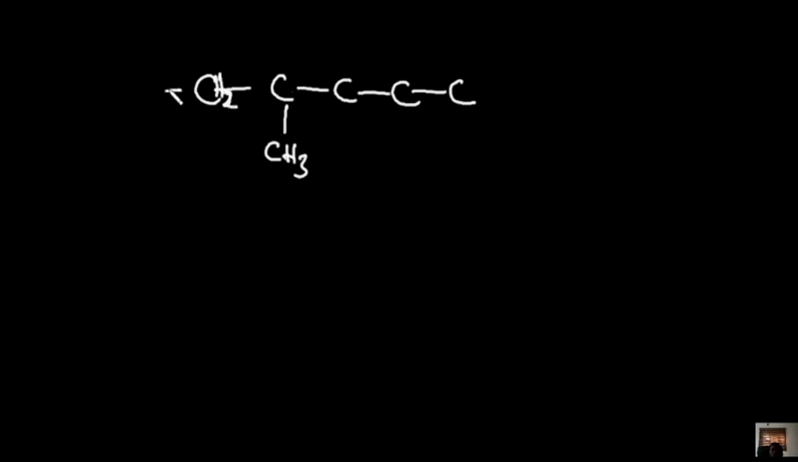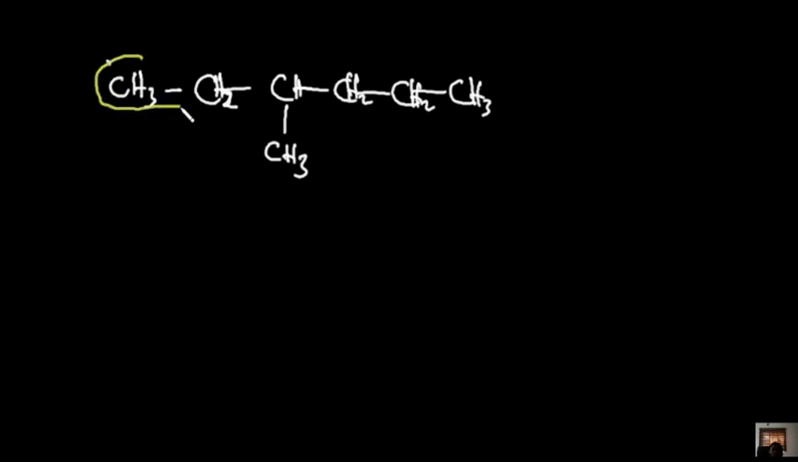C2, then CH3. Okay, so if we are to count this CH2 and CH3, you'll notice that the longest chain is 1, 2, 3, 4, 5, 6. No, this longest chain is straight. So you have that 6. This is our parent chain.